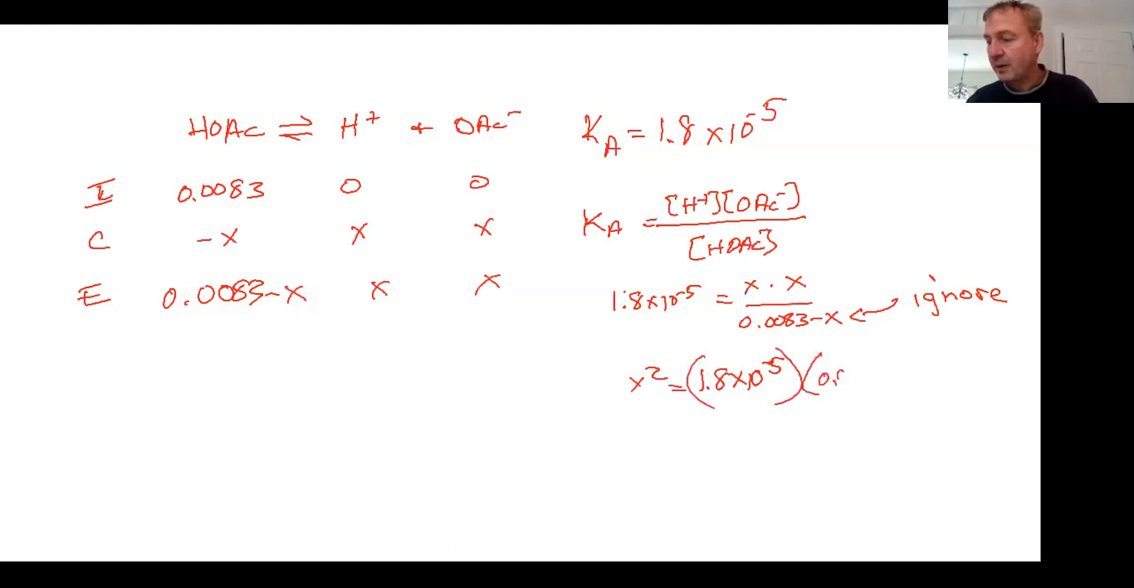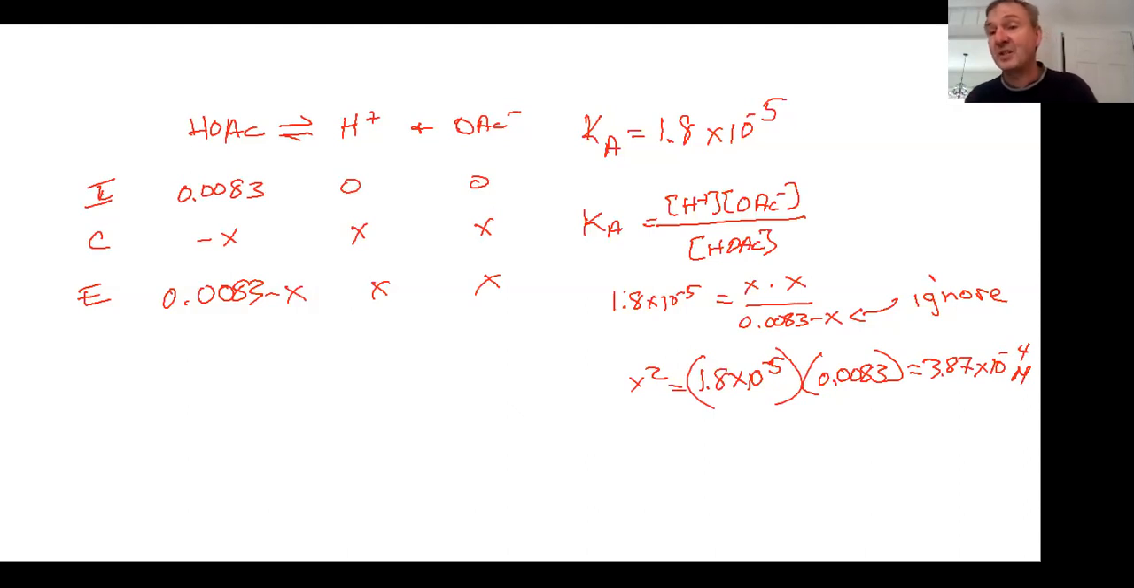times 0.0083. And that turns out to be, he says, looking at his cheat sheet, 3.87 times 10 to the minus 4 molar. So there's the actual concentration of protons, right? So you added all this acid in.